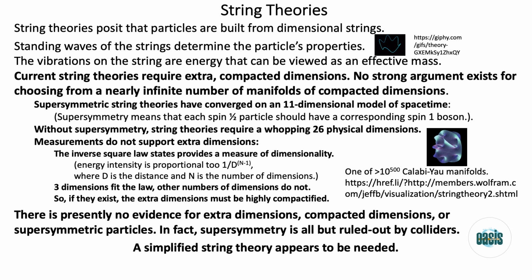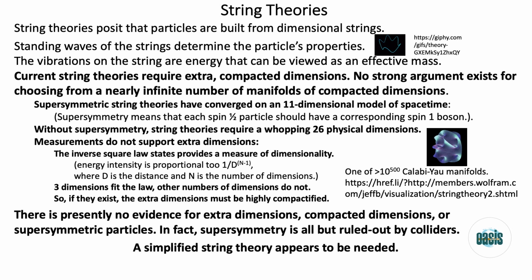Okay, let's talk a bit about string theories. So string theories posit that particles are built from one-dimensional strings, and that there are standing waves on those strings, and those vibrations determine the properties of the particle, like mass. Current string theories require extra compacted dimensions. No strong argument exists for choosing from the nearly infinite number of ways that you can compact those dimensions. There's over 10 to the 500 ways you can do it. And there's no way pointing us to what you would pick.